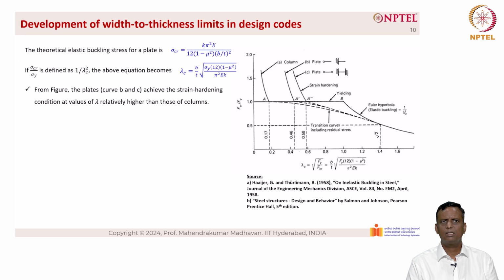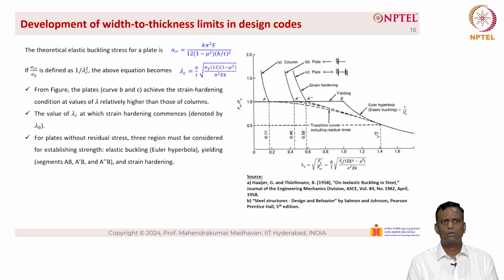So, from the figure, the plate curves B and C achieve the strain hardening condition at values of lambda relatively higher than those of the columns, which is obvious from the picture that you can see here. And the value of lambda sub c at which strain hardening commences is denoted by lambda naught. So, lambda naught for a column is 0.17, for a plate that is simply supported on three sides with one side free it is 0.46, and for a plate supported on all four edges it is 0.58.